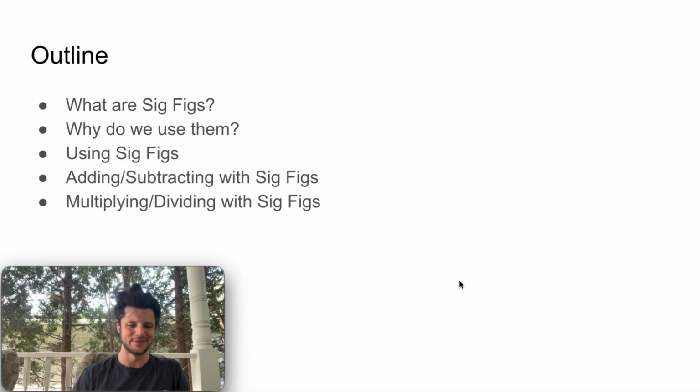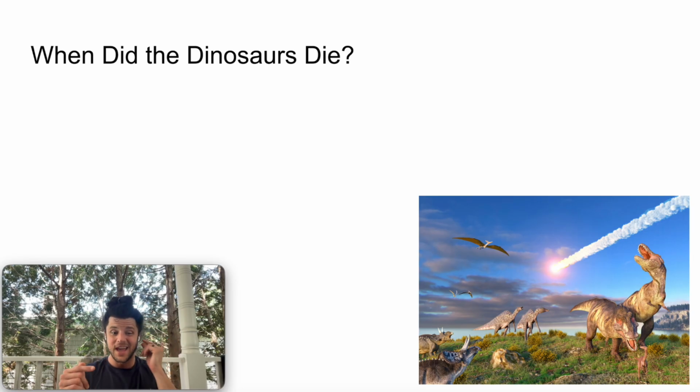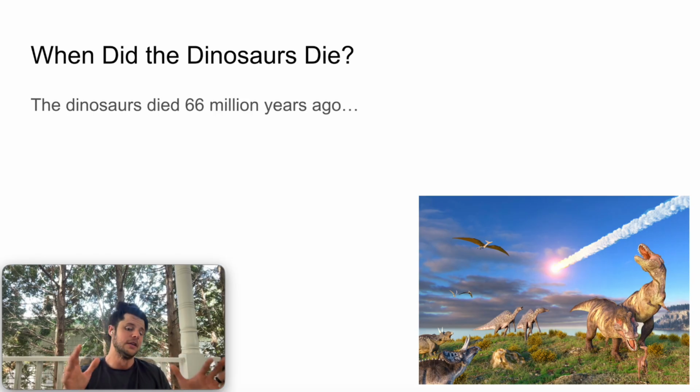Use your discretion. So in order to explore what significant figures are and why we use them, I like to pose the question of when did the dinosaurs die, which is a question that you probably know the answer to. And if you don't, worry about it, but you may have come across it in other classes or just from your own knowledge about dinosaurs. The answer is, if you're curious, 66 million years ago.